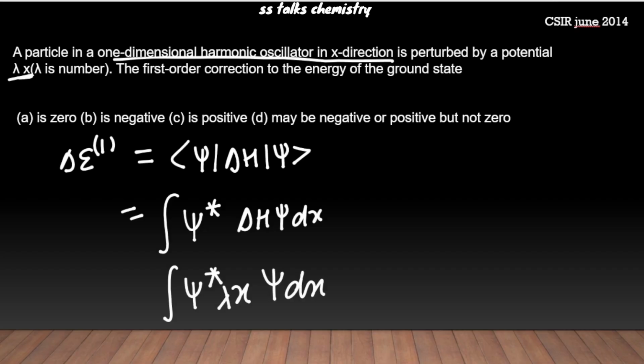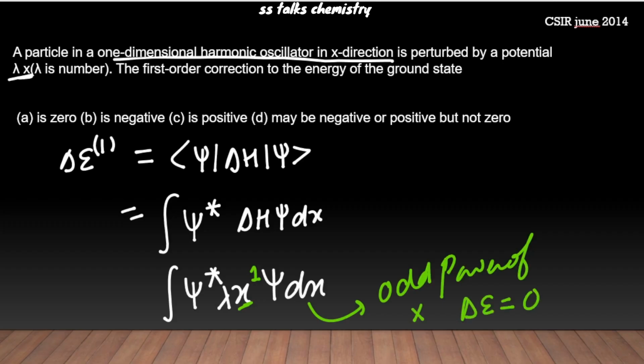So here you see, for the SHO, x is raised to the power of 1. So if you have the odd powers of x, then the energy correction term comes out to be 0 for the first order perturbation. So this scenario is for the simple harmonic oscillator only. We already remember these things. So that makes option A the correct one.